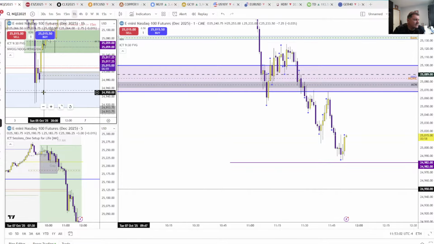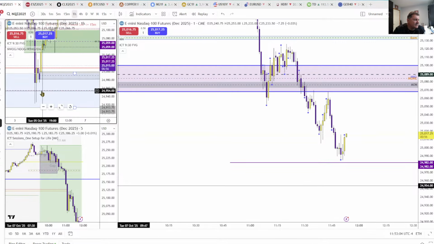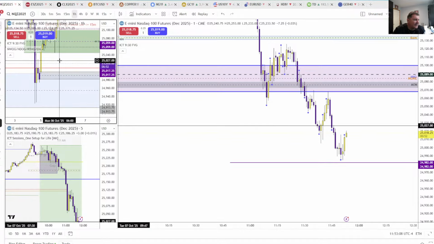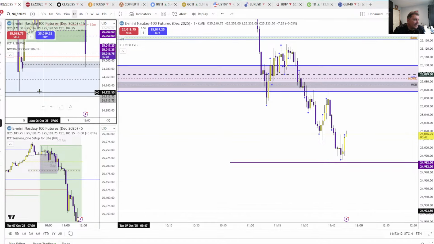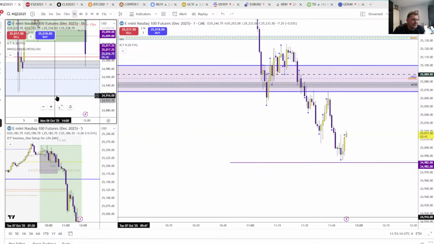consequent encroachment as well. Half that wick looks about half the inversion. And then see if we fill the rest of it in here.